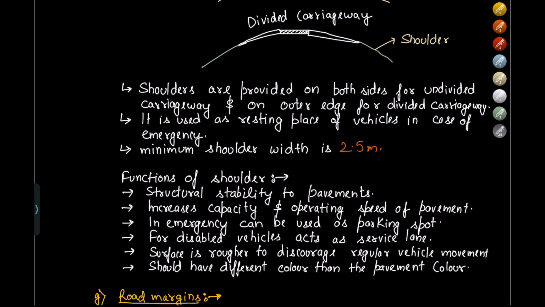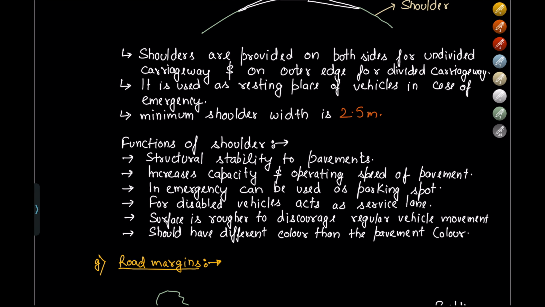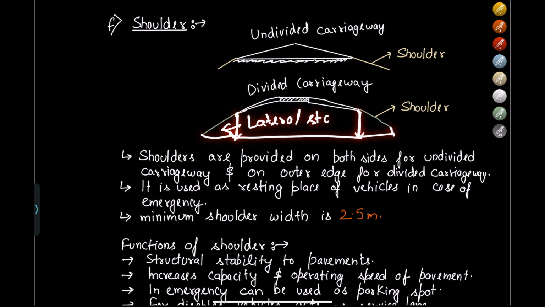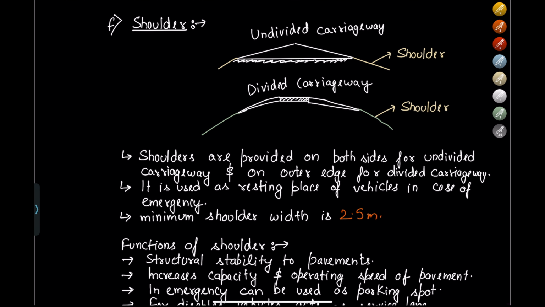Next, minimum shoulder width should be 2.5 meter. Functions of shoulders are such that they provide structural stability to the pavement. Since if this is an embankment pavement, if shoulders are not provided, we'll abruptly have to end the pavement here, and the lateral stability would be less, right? So for that, the shoulders are provided and they provide lateral stability to the pavement.